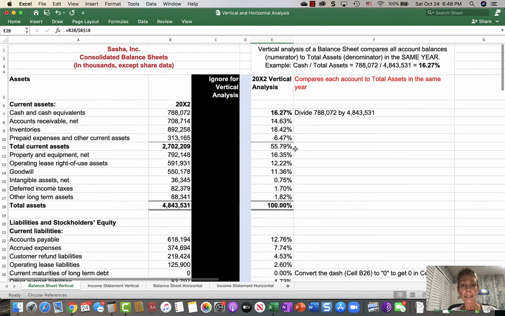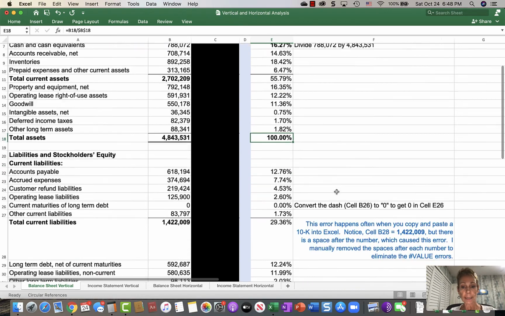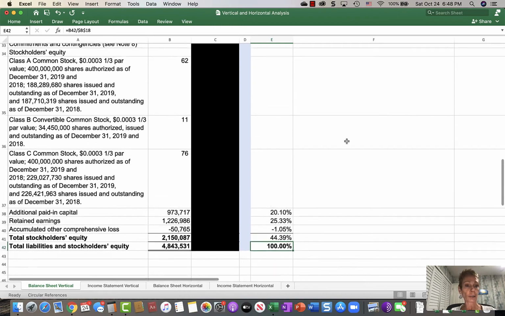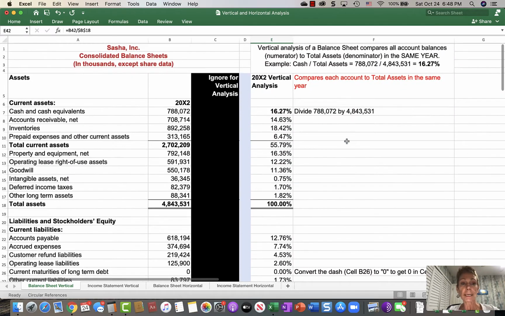Okay, so that is a vertical analysis of a balance sheet. Again, the most important thing to remember is that every account balance is going to be divided by total assets in order to come up with the percentage that it represents of total assets. Okay, and then of course, when you add these up, this all has to come up to 100%, and the same thing at the bottom, you'll also come up to 100% for liabilities and equities. All right, so now we've done a vertical analysis of the balance sheet.